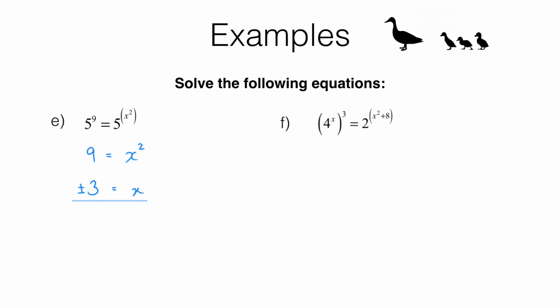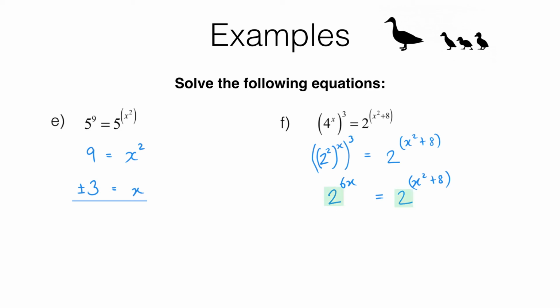Here's what you should have found then. 4 is 2 squared, and we've got that raised to the power of x, and we've got all of that raised to the power of 3. Now that equals 2 to the power of x squared plus 8. Now the left-hand side is a power raised to a power raised to a power. And we can find that as a power of 2 simply by multiplying these indices. So the left-hand side gives us 2 to the power of 6x, and that's equal to 2 to the power of x squared plus 8.